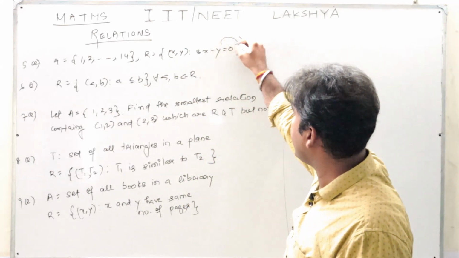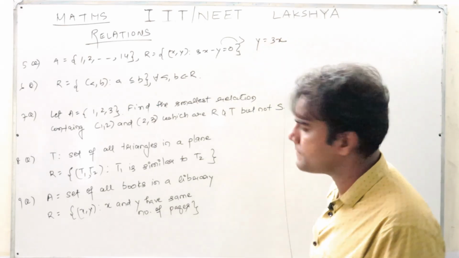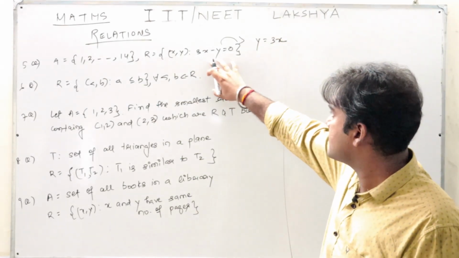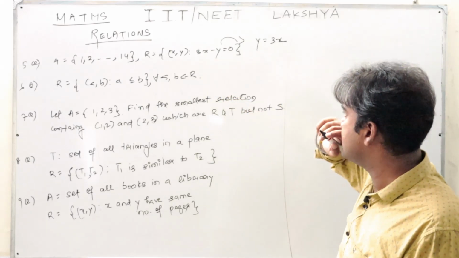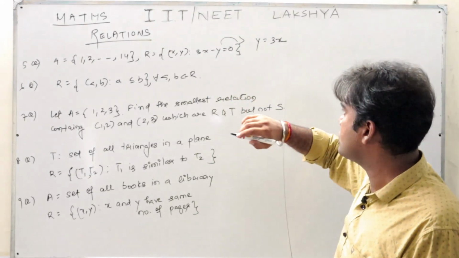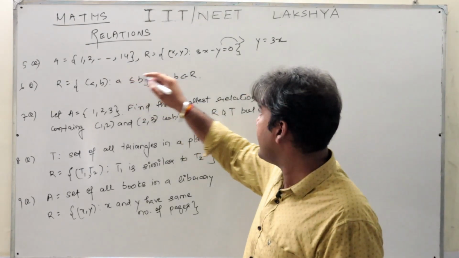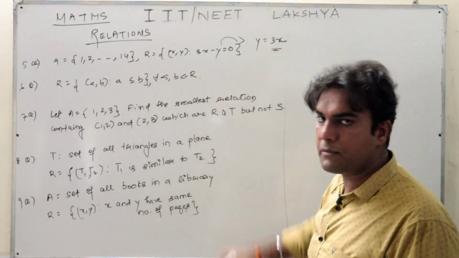3x minus y is equal to 0. From here can I write y is equal to 3x? So y is equal to 3x. That means y is basically a multiple of 3.